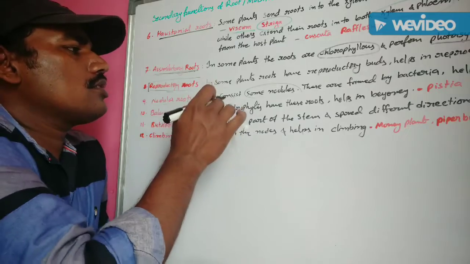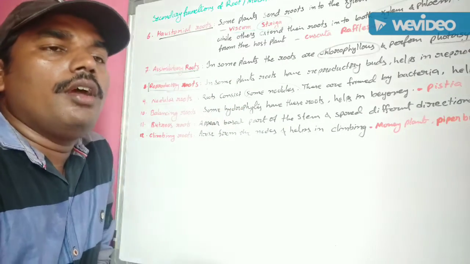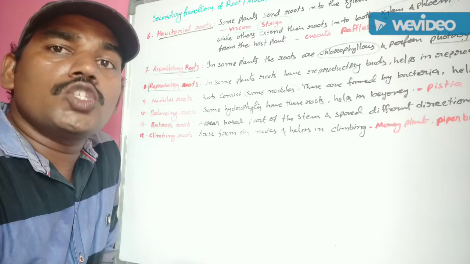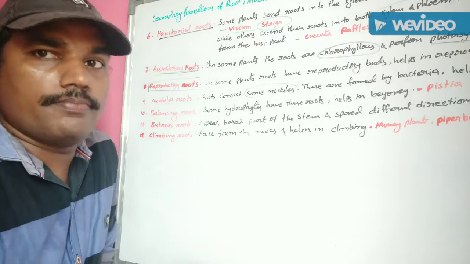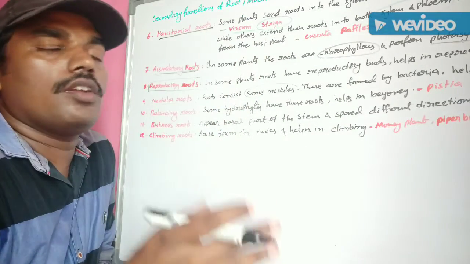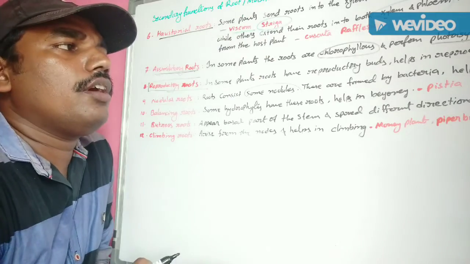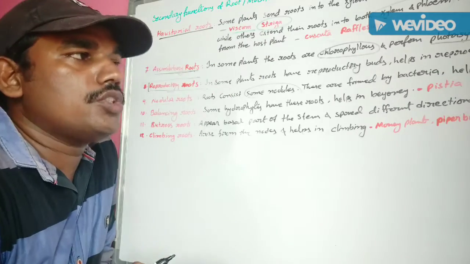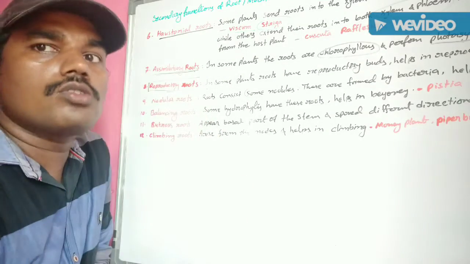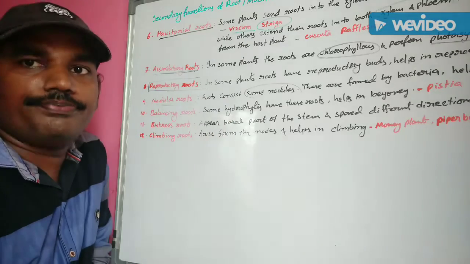This root nodule contains a pigment, leghemoglobin pigment. Because of the presence of leghemoglobin pigment, there is a nitrogenase enzyme. By the presence of nitrogenase enzyme, captured molecular nitrogen is converted into ammonia. So by the presence of the nitrogen fixing symbiotic bacterium Rhizobium, the roots have some nodules. So these are known as nodular roots.